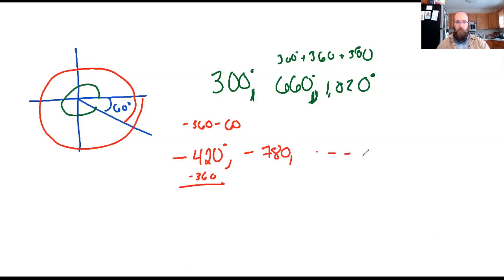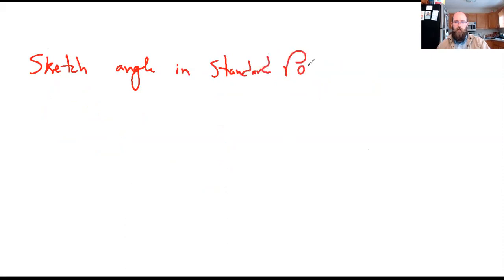Okay, awesome. So that is some coterminal angles and finding a couple of them. Let me save this for you and I will delete this drawing. Let's do another one. This would be the question: sketch the angle in standard position, if the angle is 210 degrees.